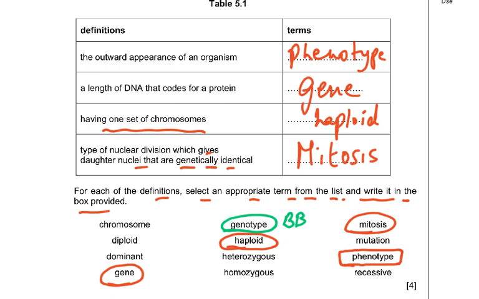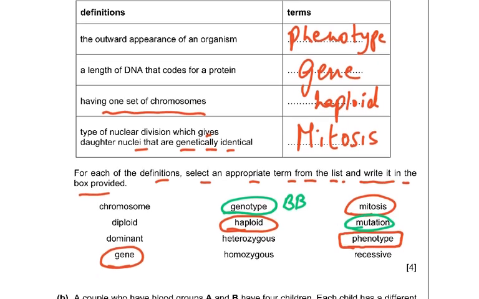Then mutation, a spontaneous or a random change in the DNA is called a mutation. A change in the DNA which leads then to an altered protein being formed. An altered protein being formed. So I'm just giving you a revision a bit of it.